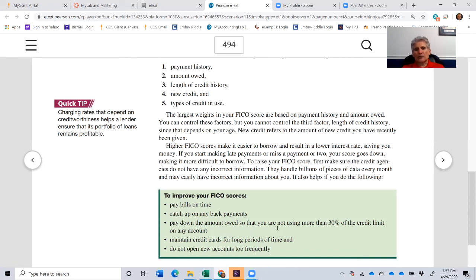So make sure you pay your bills on time, catch up on any back payments, pay down the amounts owed so that you are not using more than 30% of the credit limit on any account, maintain credit cards for long periods of time, and do not open new accounts too frequently. Those are all really good recommendations.